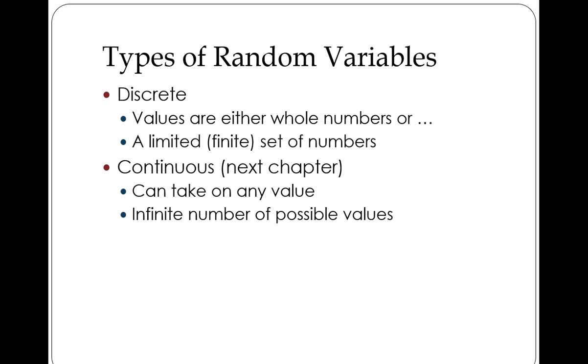So there are two types of random variables. There are discrete variables and there are continuous, and this should sound very familiar. We've talked about categorical variables or discrete numerical variables. And so here discrete means that the values are either whole numbers or they are a limited, that is finite, set of numbers. And then continuous variables, which will be the next chapter, are those that can take on any value and have an infinite number of possible values.